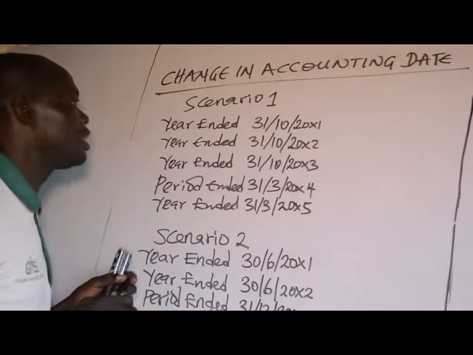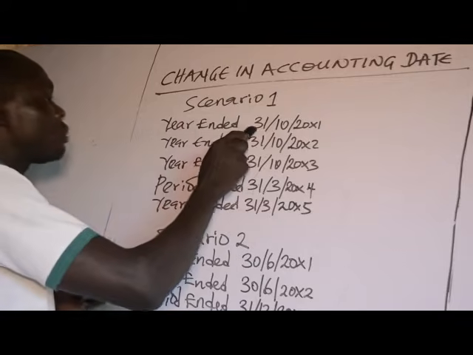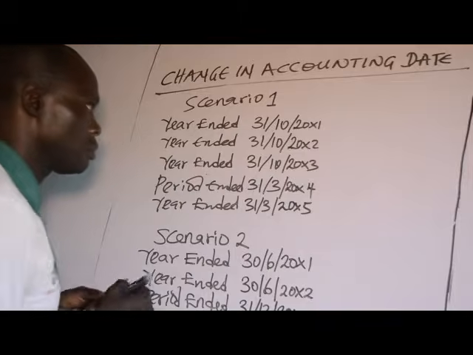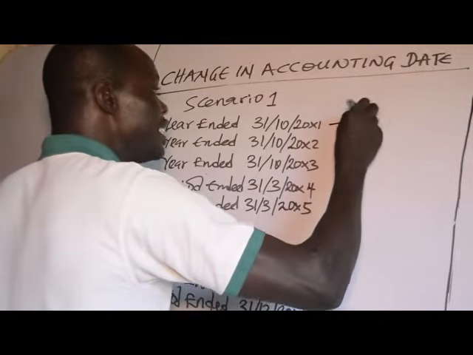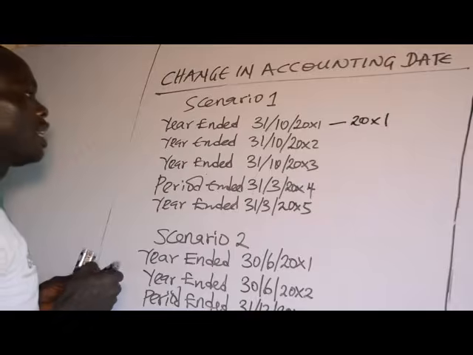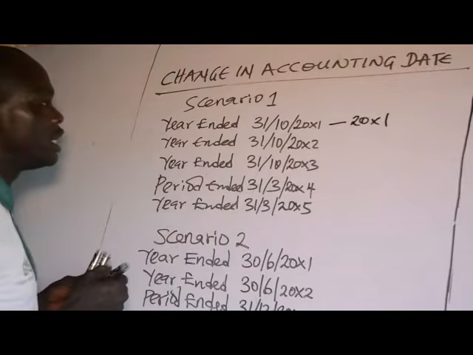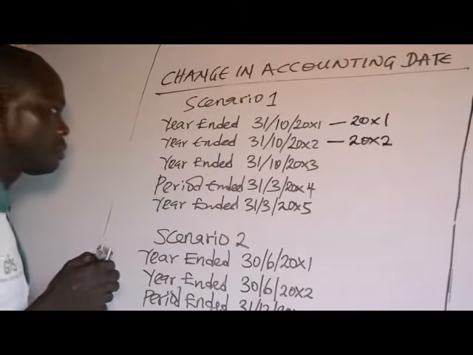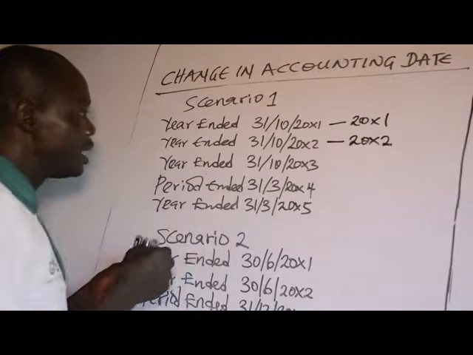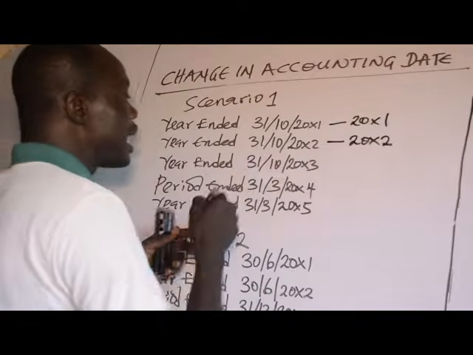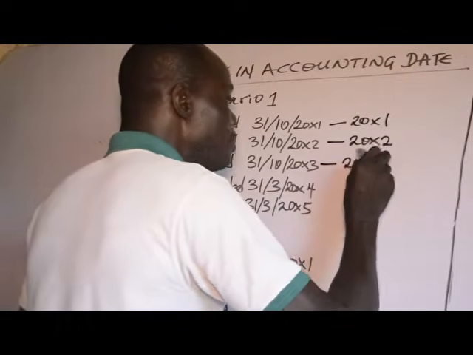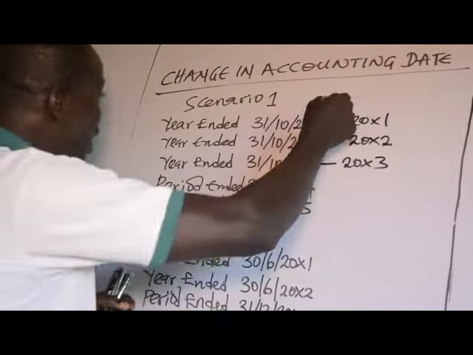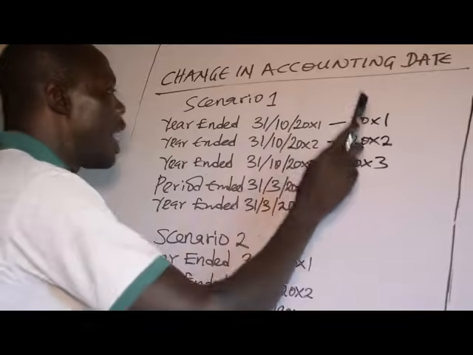Now, look at scenario 1. This entity adopted 31st October as the year end in 20X1. In 20X1, that October 31st was complied with. In 20X2, the same October 31st was equally complied with. In 20X3, the same October 31st was complied with. That means the year end was followed. October 31st was adopted consistently for 20X1, 20X2, and 20X3.